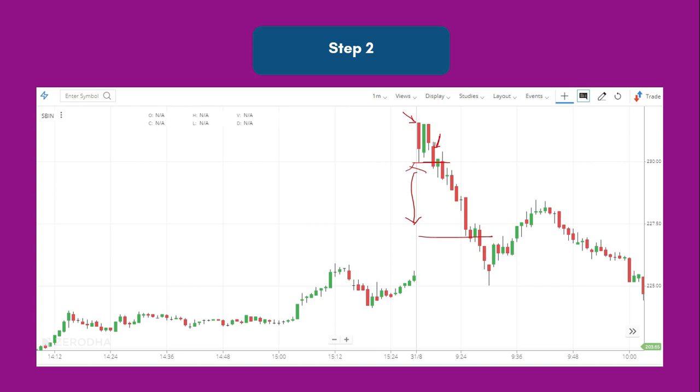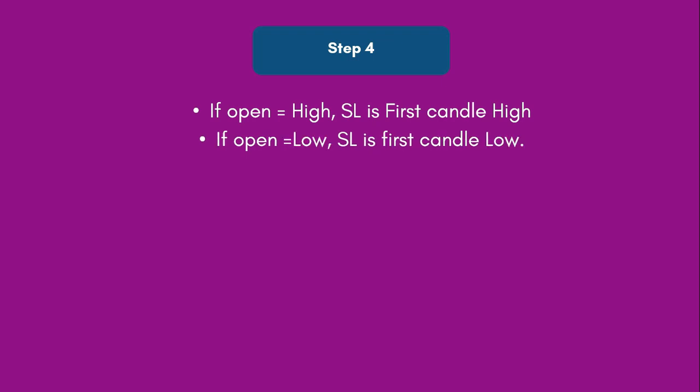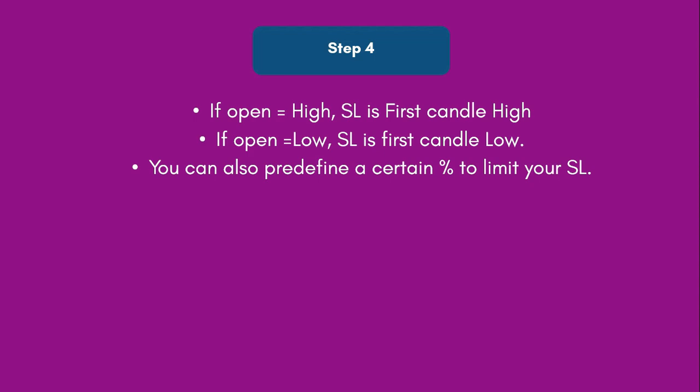So this is the step 2, and step 3, as I've already mentioned in the step 2 itself, buy if the high breaks or short if the low breaks, right? So step 4 is if open equal to high, SL is first candle high. If open equal to low, SL is first candle low, or as also I said, you can predefine a certain percentage to limit your stop loss, so that risk reward is in your control. Now target is fixed, as said, it is 1% from the entry price.